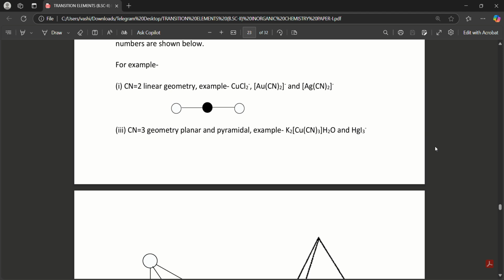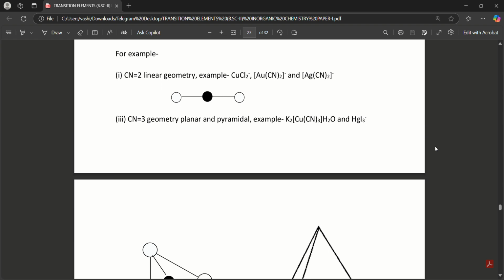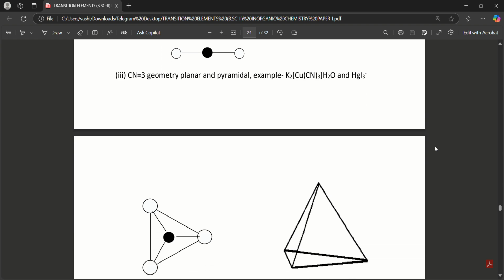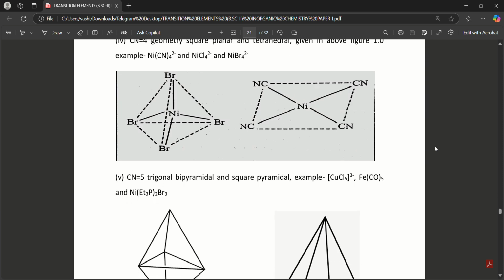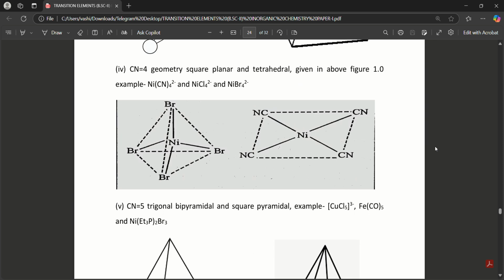For example, CN equal to 2: linear geometry. Examples: [CuCl2]⁻, [Au(CN)2]⁻, and [Ag(CN)2]⁻. CN equal to 3: planar or pyramidal geometry. Examples: K2[Cu(CN)3] and [HgI3]⁻. CN equal to 4: square planar and tetrahedral geometry, given in the above figure 1.0. Examples: [Ni(CN)4]2-, [NiCl4]2-, and [NiBr4]2-.